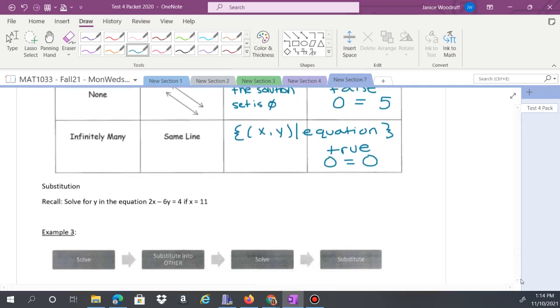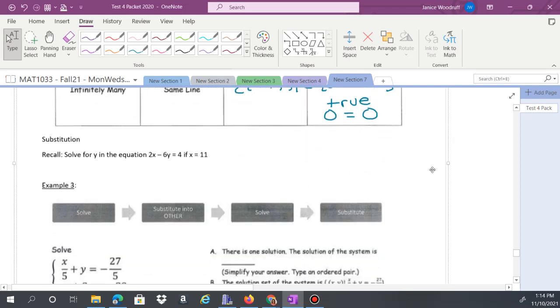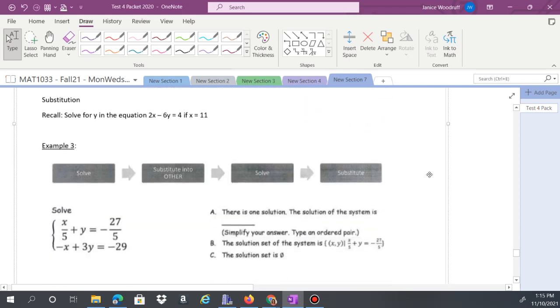Substitution. Okay, what you're doing is you're isolating one of the variables, so x or y. So let's just say here, you're substituting. So I'm saying, okay, well, x equals 11. And that means I'm going to take what x equals and I'm plugging it into the equation for x. So I'm plugging 11 right there. So I'm going to say 2 times 11 minus 6y equals 4. That will then allow me to solve for the y value. Okay, I'm not going to actually go through and do that.